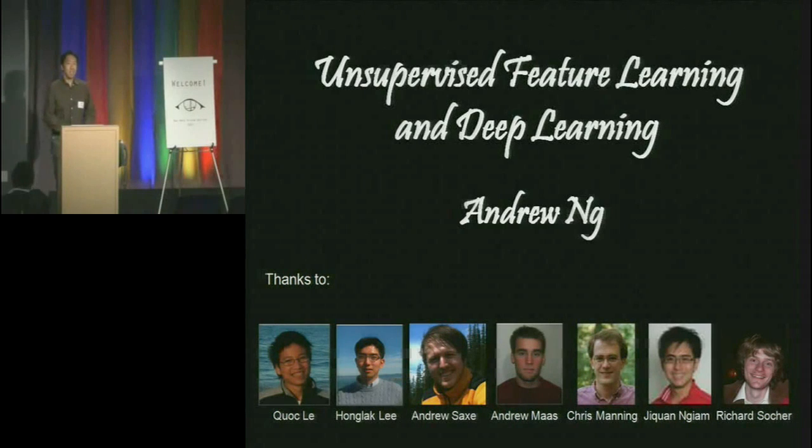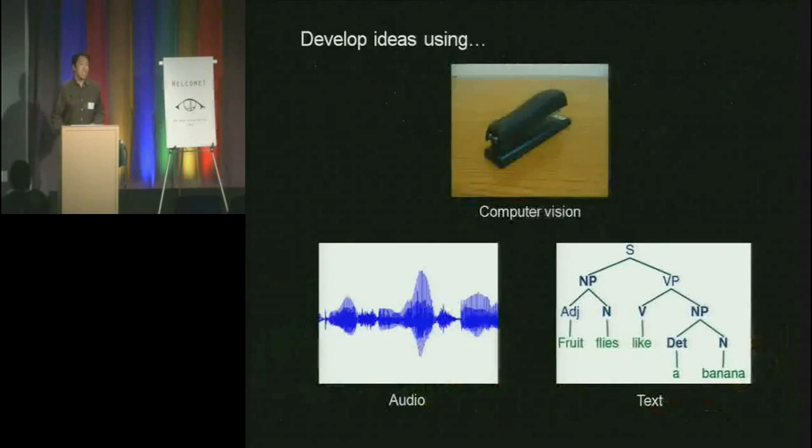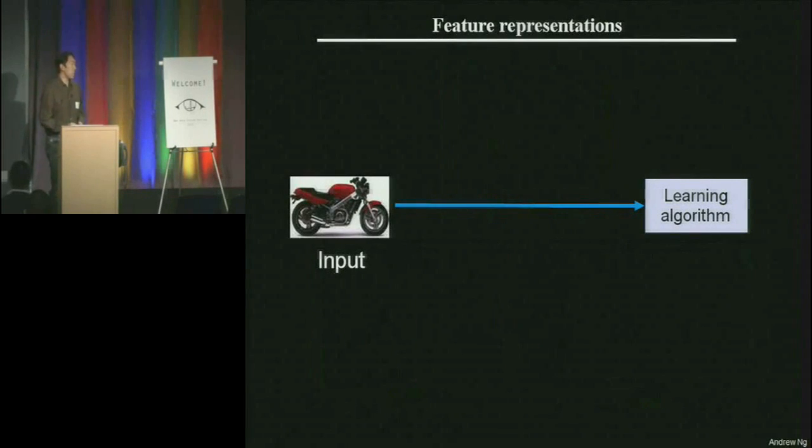I'll tell you a bit about unsupervised feature learning and deep learning. I know that most of us in this room care primarily about computer vision, but I'm going to develop these ideas using computer vision as well as examples drawn from audio and text. Let's say you want to do image classification. You take an image and feed it to a learning algorithm, and it learns to classify it as a motorcycle or not.